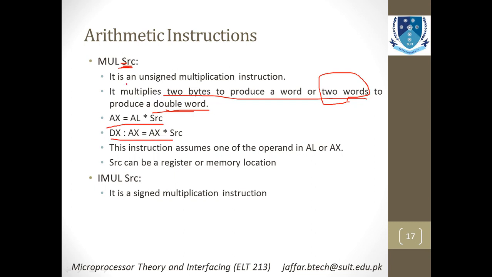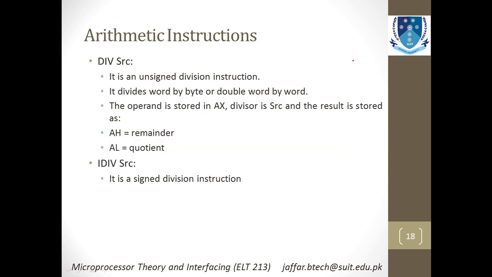So this is basically multiply source, and this is an unsigned multiplication instruction. It means that you cannot involve a sign over here, plus or minus. It is a kind of mod function actually. And this, IMUL, is basically signed multiplication. You can easily use minus and plus over here. It supports signs, whereas MUL does not support signs actually.